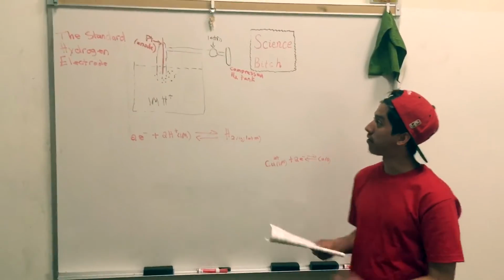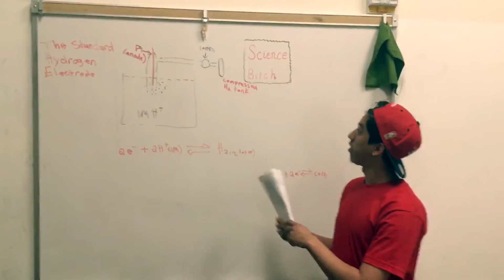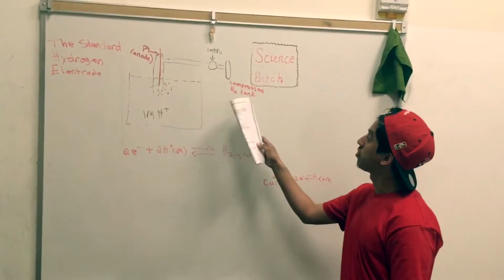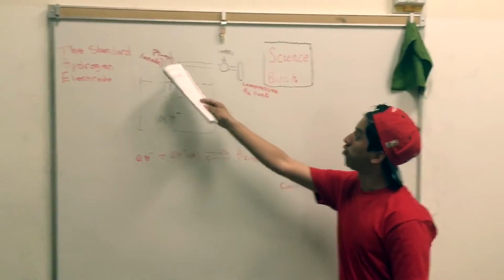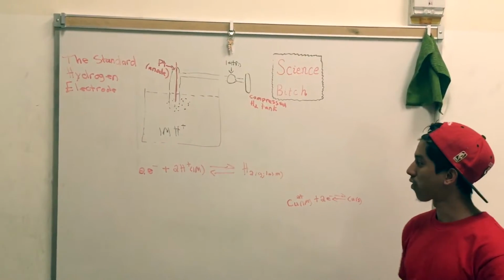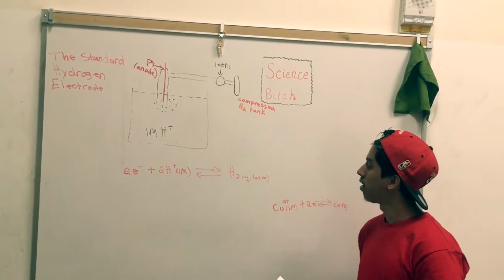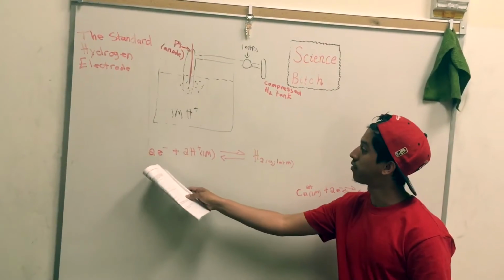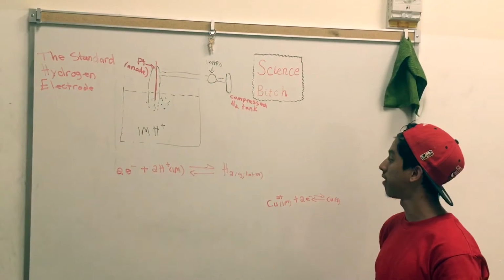This is the model of a standard hydrogen electrode, which is also known as the SHE. Right here, it shows how the hydrogen gas transfers through the anode and goes into the solution of hydrogen plus. Right here is the general half reaction of the hydrogen equation, which is 2 electrons plus 2H plus, which creates the hydrogen gas.